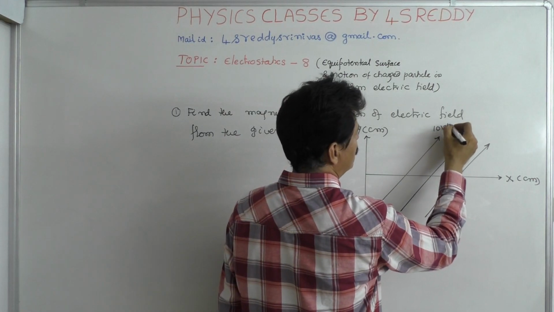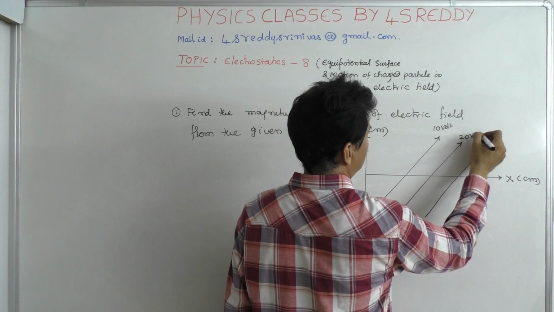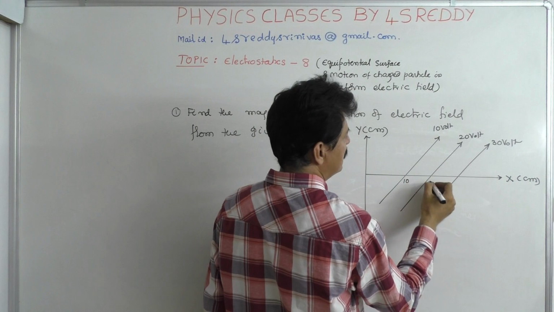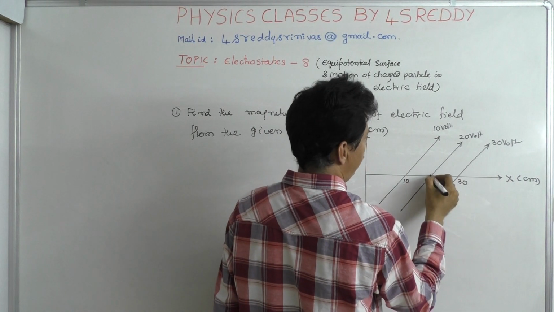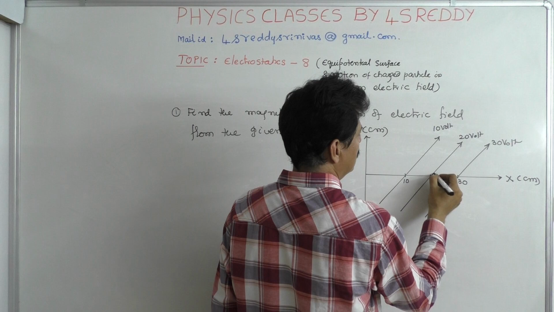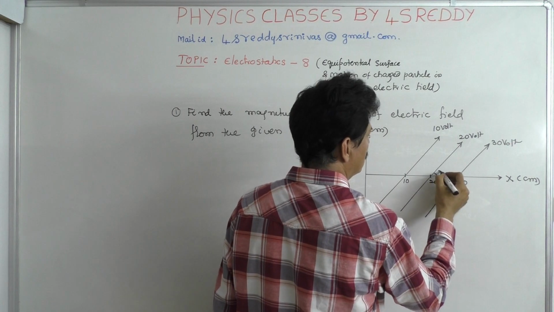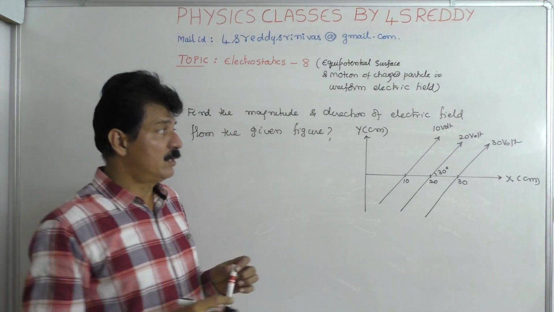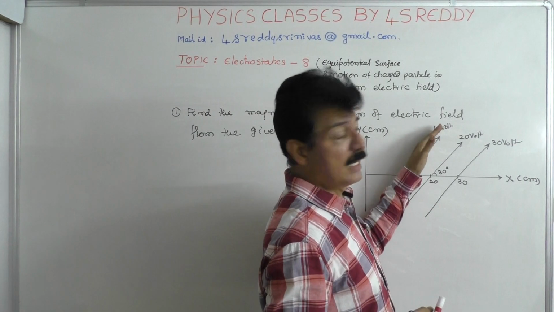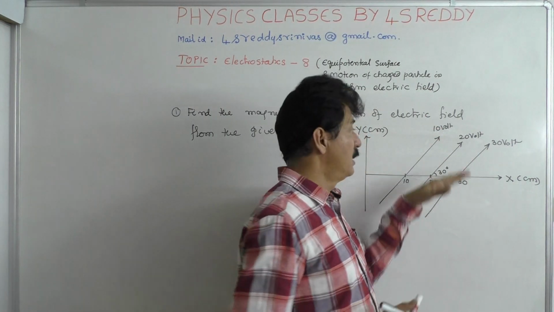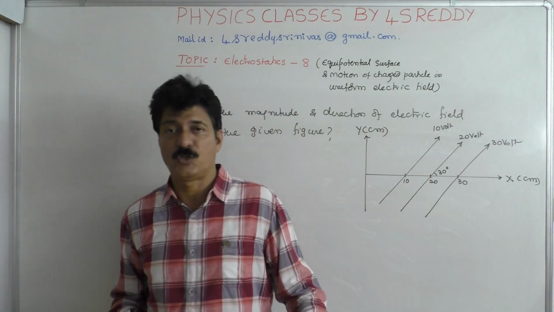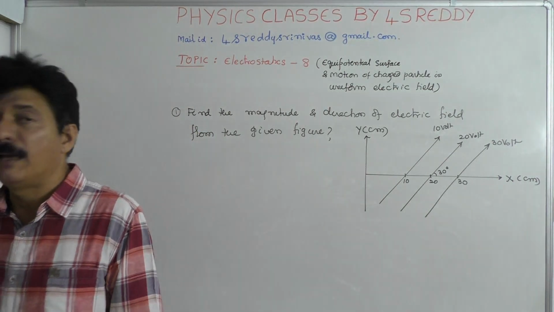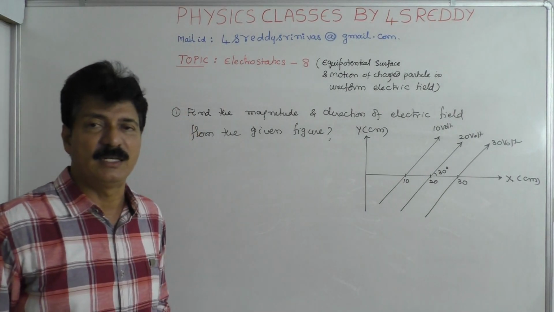This is 10 volt, this is 20 volt, this is 30 volt, and you are given this is 10, this is 20, and this is 30. And here this makes an angle of 30 degrees. This is what you are given. If you consider this as one equipotential surface, at every point on this the potential is 10. On this equipotential surface it is 20, and 30 is given. What is the direction and what is the magnitude of the electric field intensity?